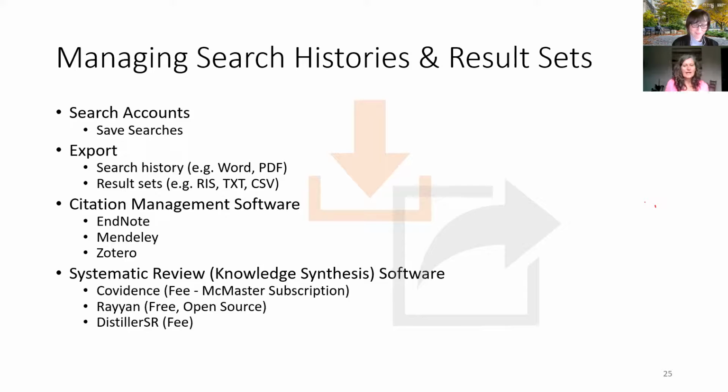Rayyan is free and open source. My health sciences colleague likes it better than Covidence. And then Distiller SR is one that does have a fee. They could have a student fee. I don't know too much about that one. But then what you do is you run your results through these tools as a way to do your inclusion and exclusion. It's quite a process, but you do want to know about these for actually managing your results.